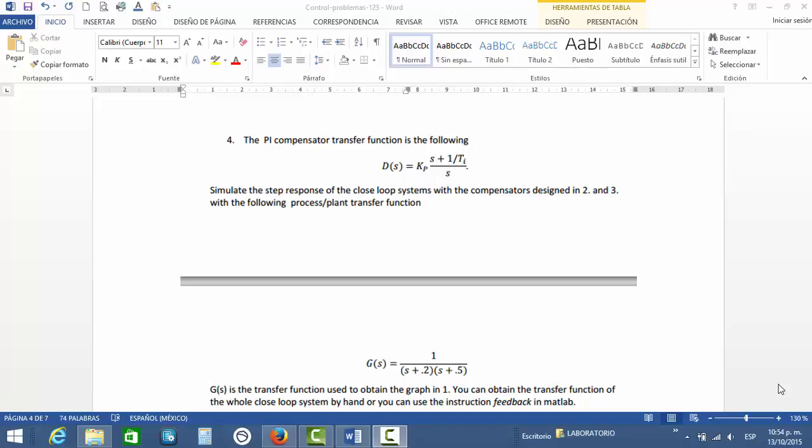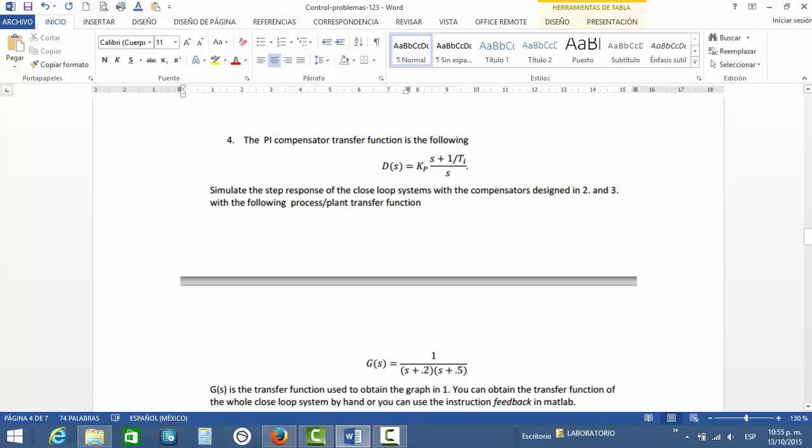Well, this is the problem for the PI compensator. The transfer function is the following: D(s) equals Kp multiplied by (s plus 1 over Ti) divided by s. Simulate the step response of the closed loop system with the compensator designed in problem 2 and problem 3, with the following process plant transfer function.